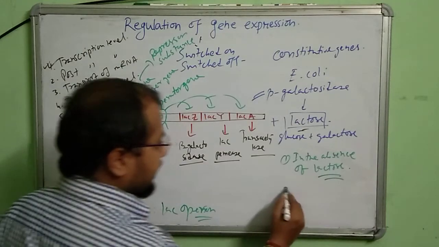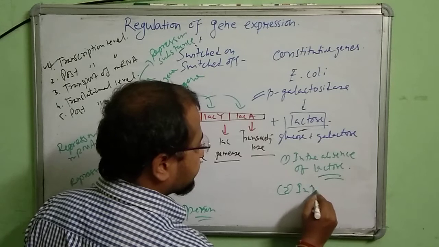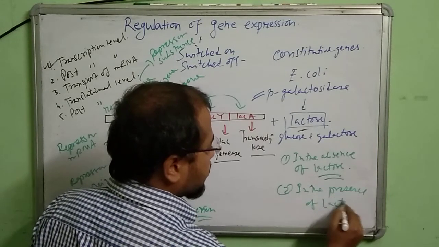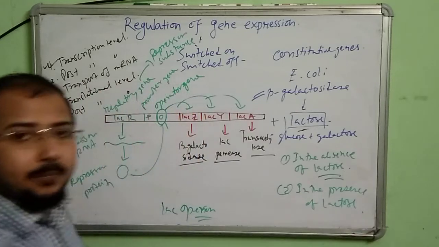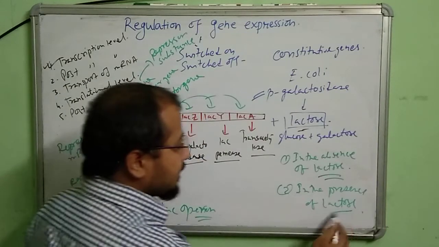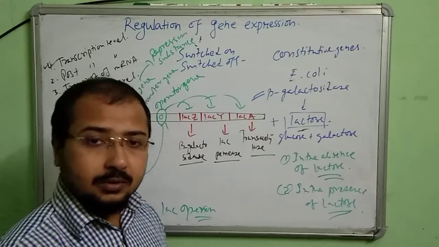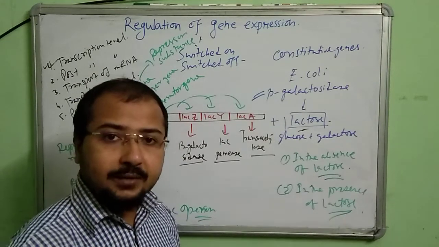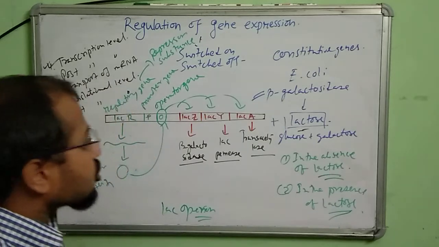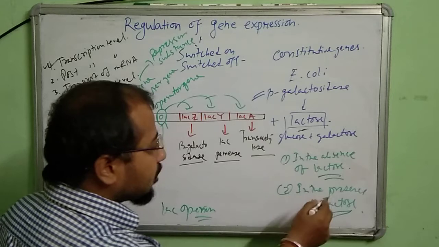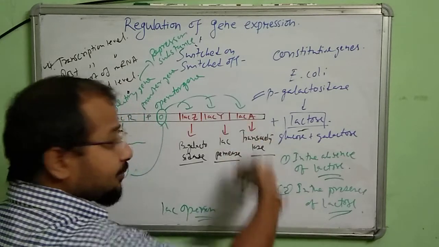The second scenario, number 2, is in the presence of lactose. Now if in the cell of the prokaryote lactose is present, it is required to be broken down. This is a disaccharide, it is to be broken down to get the monosaccharides. So now these enzymes will be required because they are going to act on this. That is why they need to be produced.